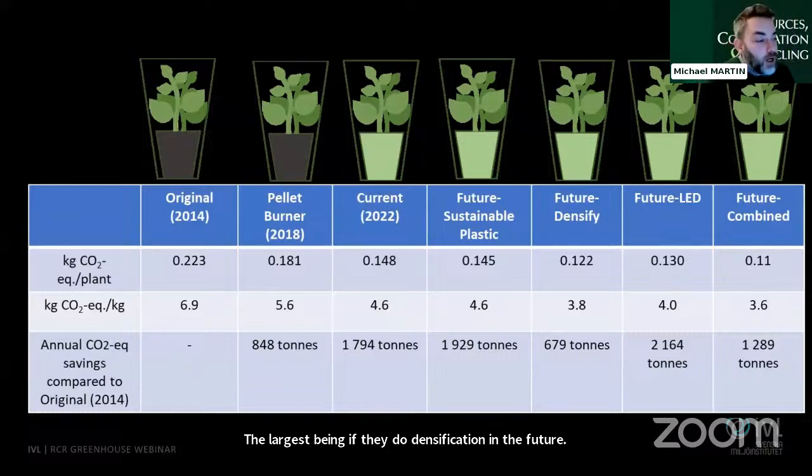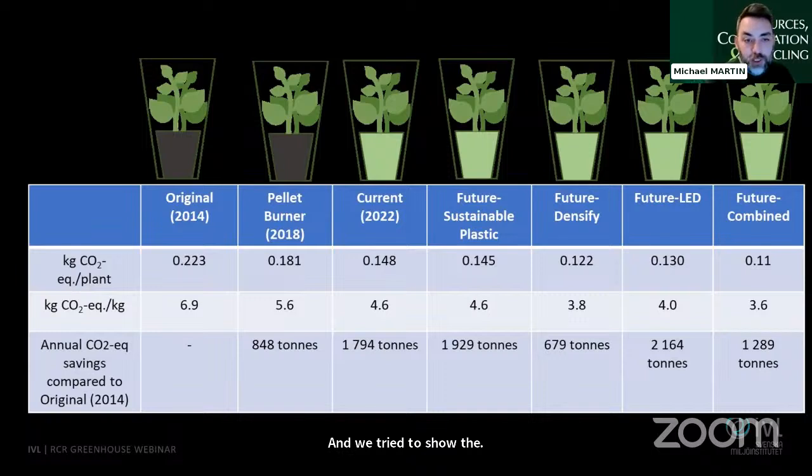In another graph that we did, I just wanted to add it on the right here, we did a combined scenario as well, which we don't have in the paper actually, but we combined all the future scenarios just to see what that would do. And we tried to show the annual savings compared to 2014 in kilos or tons of CO2. You can see it's quite significant for the future scenarios.